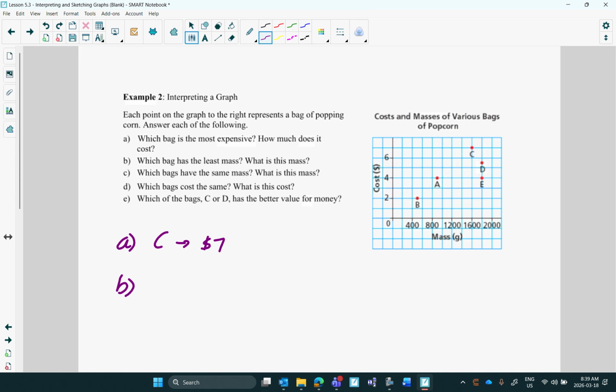Which bag had the least mass? B. And what is the mass? Now you got to be careful how you read this one. What are we going up by every grid line? 200. So 400, this is 600, but B is halfway between 400 and 600. It would be 500 grams.